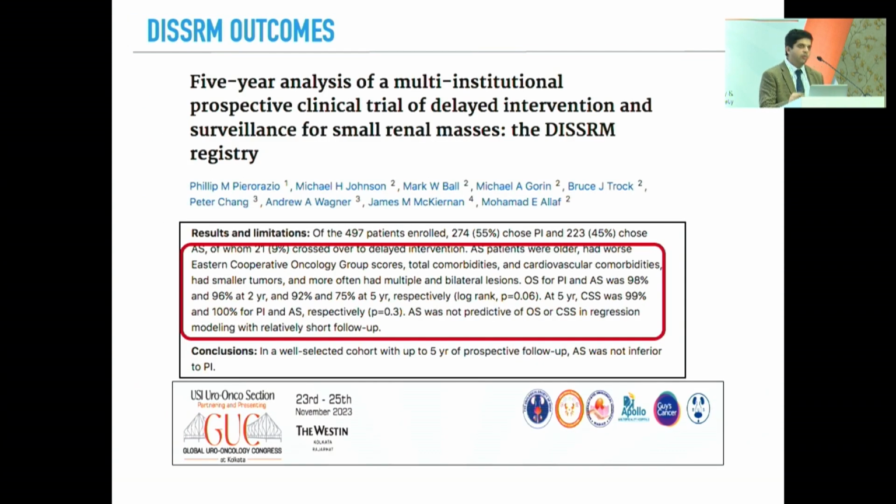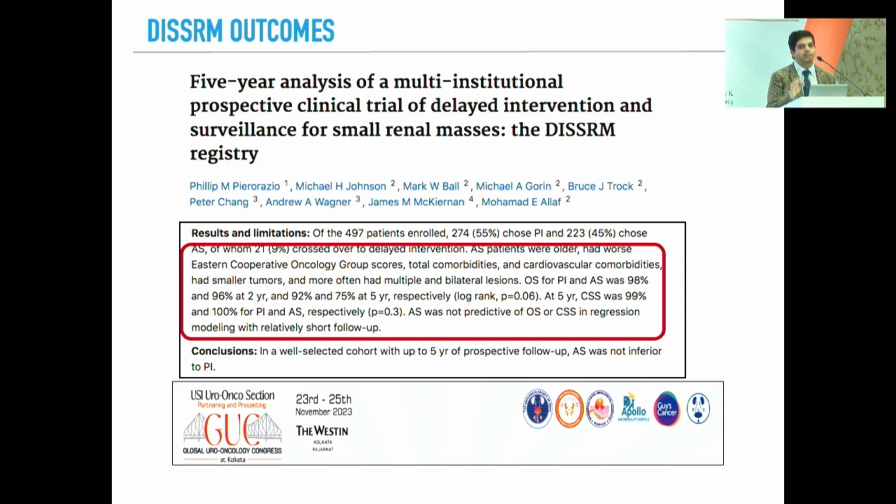So let's go through what the long-term outcomes of the DISRM registry are. This study was published in 2015, where they did the 5-year analysis of this registry. What they found was the overall survival for both the primary intervention and the active surveillance was 98% and 96% at 2 years. But obviously active surveillance patients had higher comorbidities. So the overall survival decreased when they reached the 5-year point. It was 92% for primary intervention and 75% for the active surveillance group.